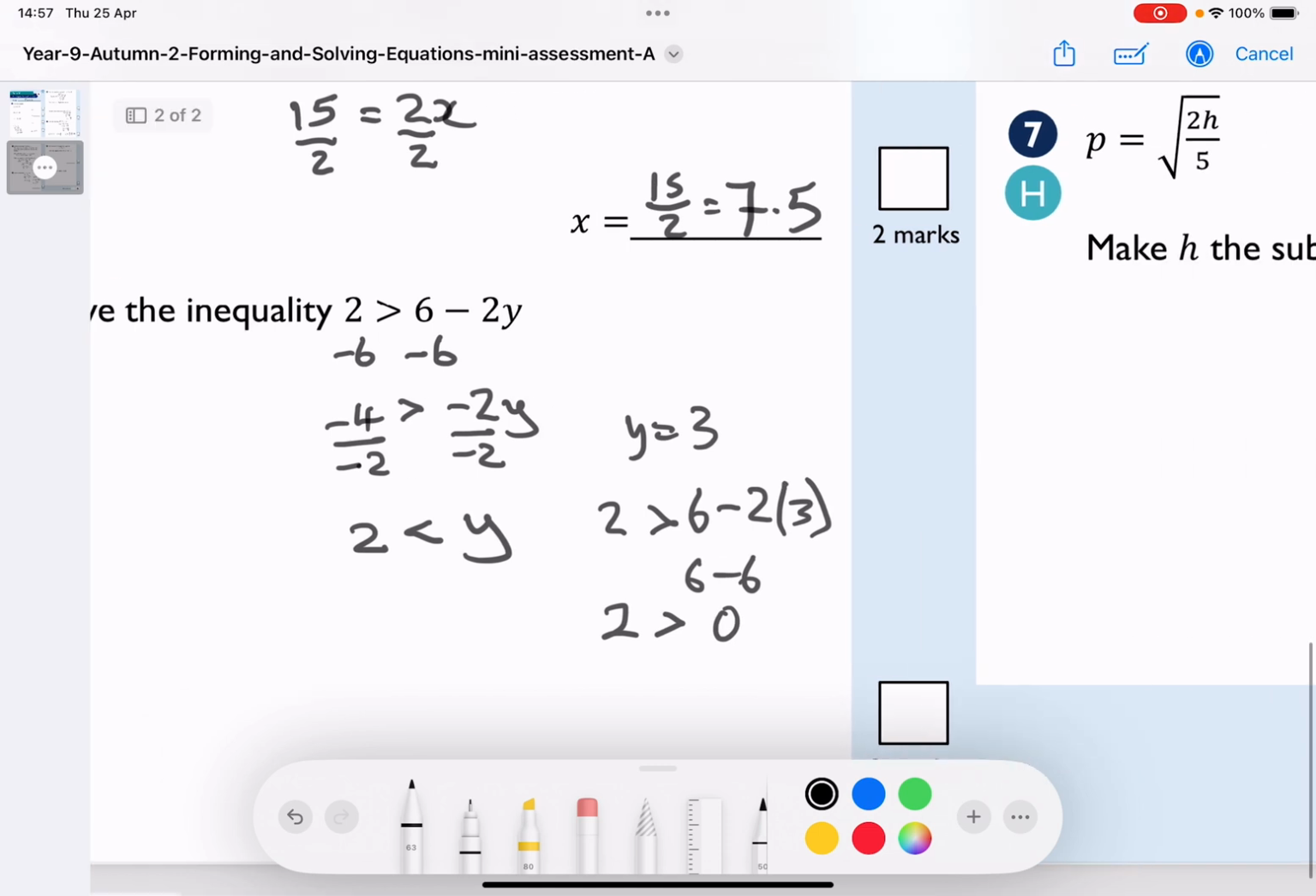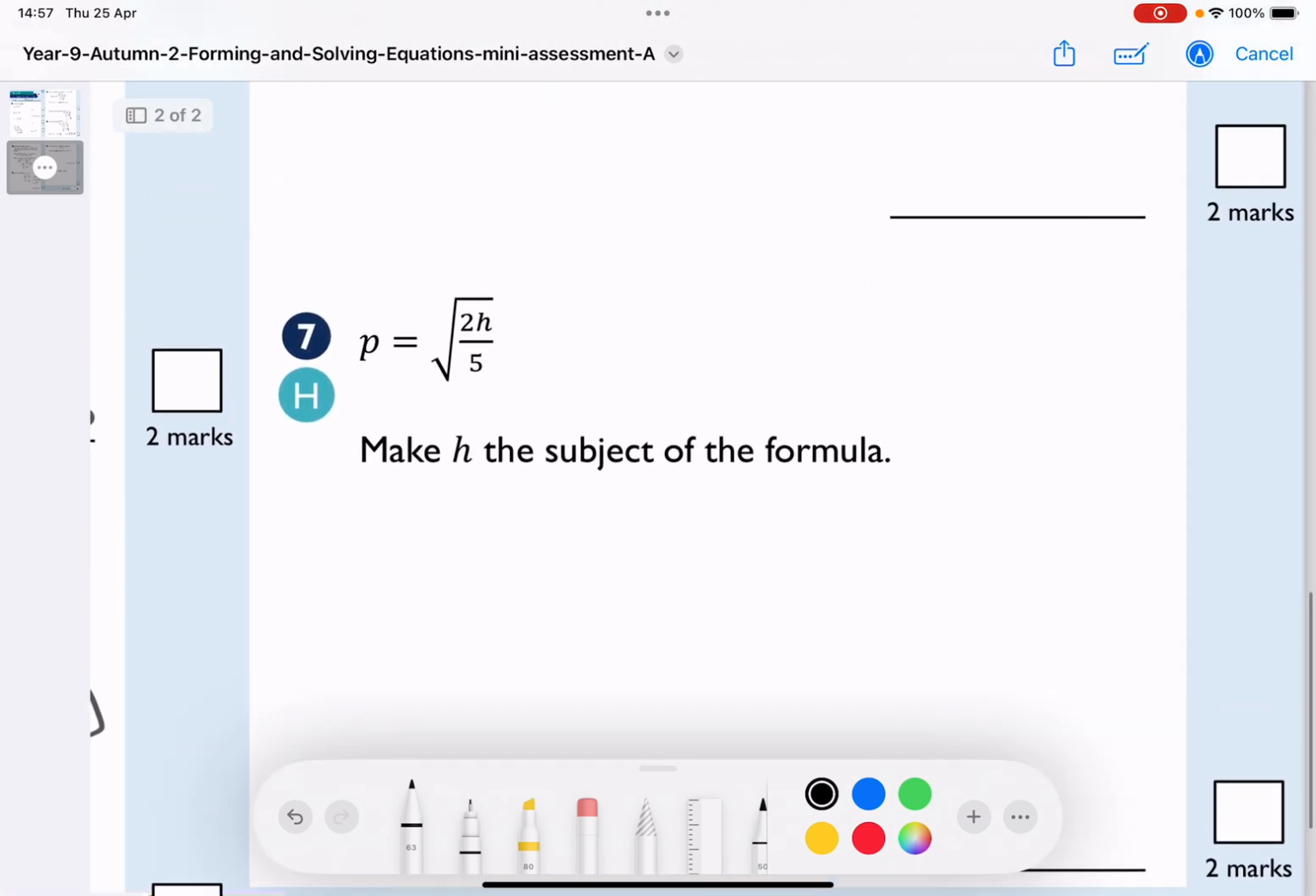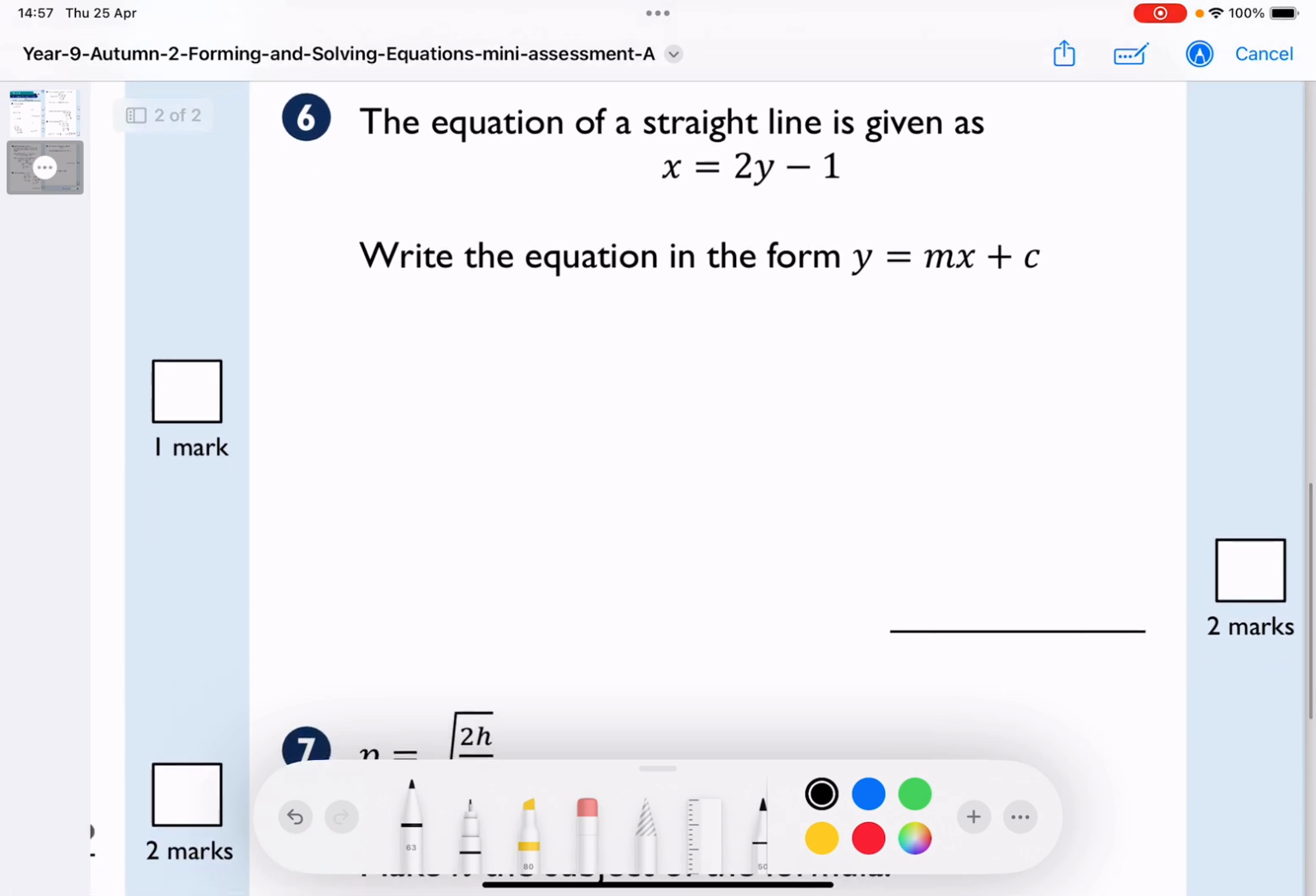Okay, just check it. What we've then got here, question 6, the equation of a straight line is given as x equals 2y minus 1. Write the equation in the form y equals mx plus c. So I've got x equals 2y minus 1. I essentially want to get y on its own. So the first thing I'm going to do, it's like a 2-step rearrangement, is I've got x plus 1 equals 2y. What I'm then doing is dividing all of this by 2.